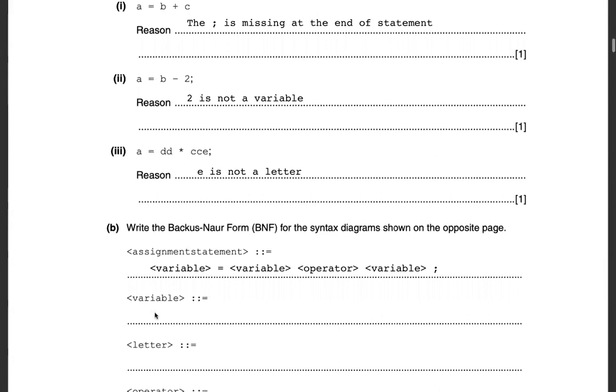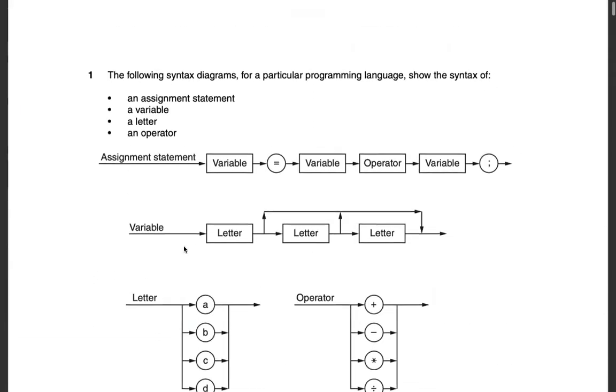Let's check out the second part. It's asking me for the Backus-Naur form of what a variable is. Now, if you pay close attention, this is not a variable of any length of letters. In the previous lecture, we discussed how a loop is implemented and how we can make sure that something can be of any length of characters. This is not the case here. This particular variable is not allowing letters of any length.